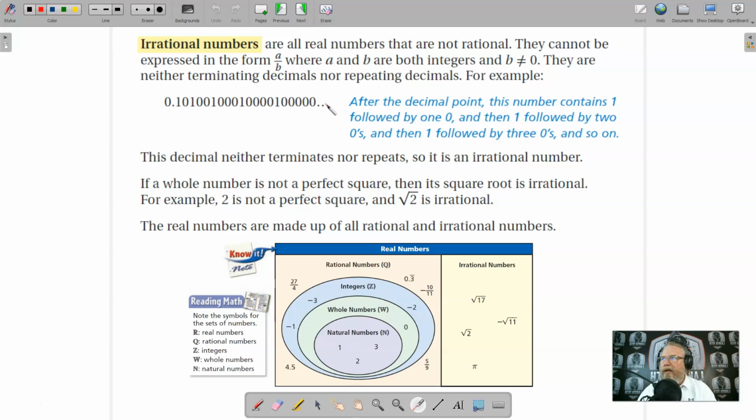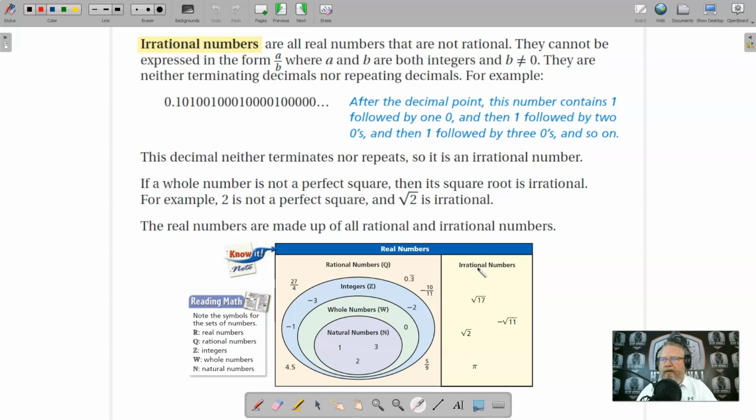And a good clue that the number keeps going, and this is very important, is that many times these 3 dots here, ellipses, represent that the number would keep going. There's just not enough room on the page or on the calculator to show that, right? This decimal neither terminates nor repeats, so it is irrational.